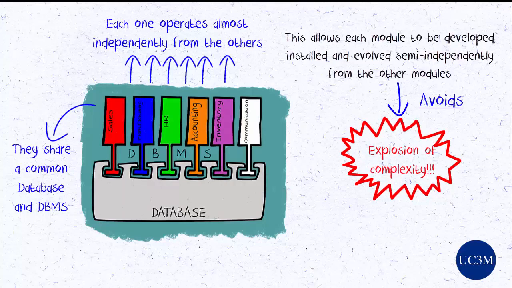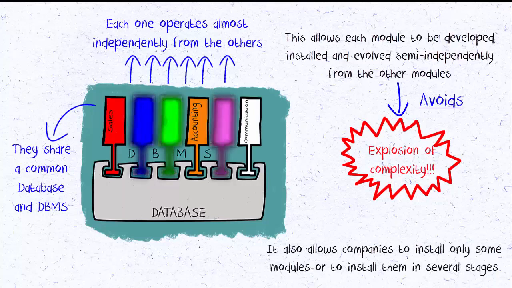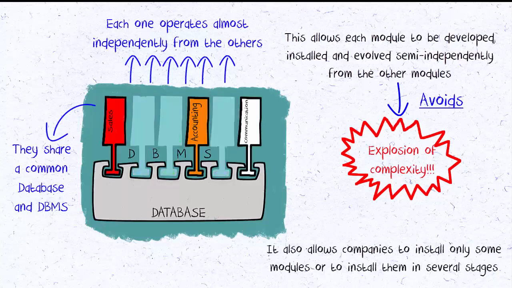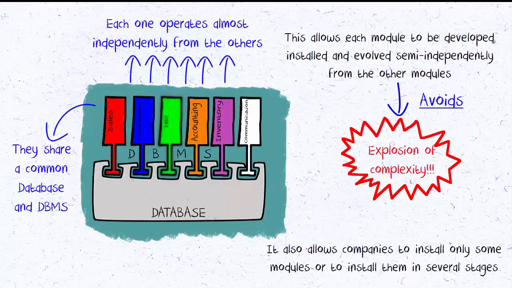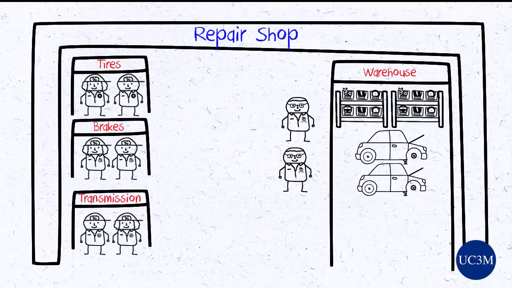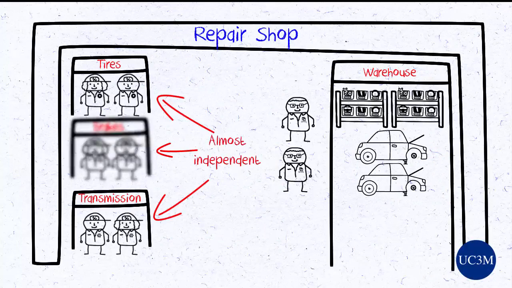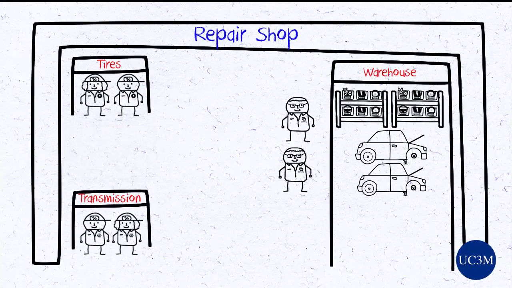As we shall discuss later, this also allows a user company, for example, to install only some modules of an ERP or to install the various modules in several stages. This would correspond in the analogy to the ability to manage each of the specialty sections almost independently, and for example to decide which specialty shops to include in our integrated garage and when to add new ones.